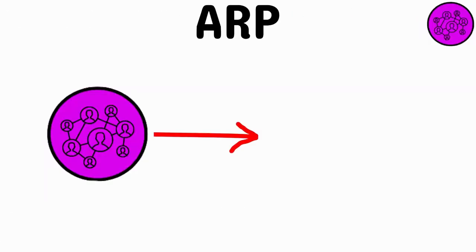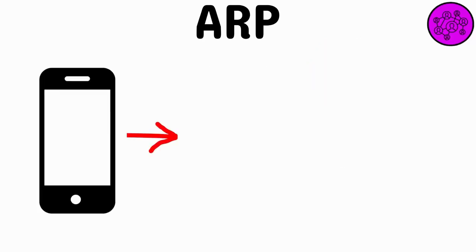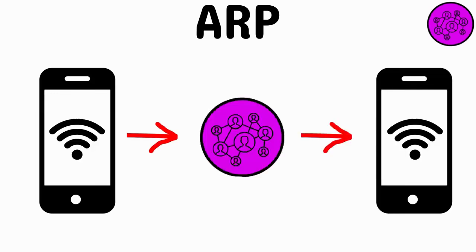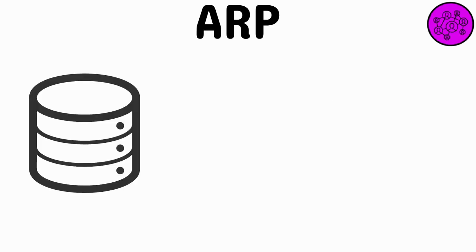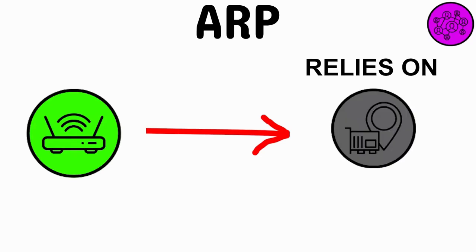ARP is used to map an IP address to its corresponding MAC address within a local network. When a device wants to communicate with another device on the same network, it sends an ARP request to find out the recipient's MAC address. This ensures the data reaches the right physical device, as routers rely on MAC addresses for communication within local networks.